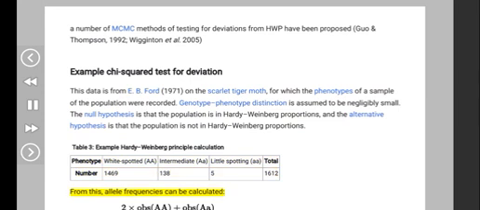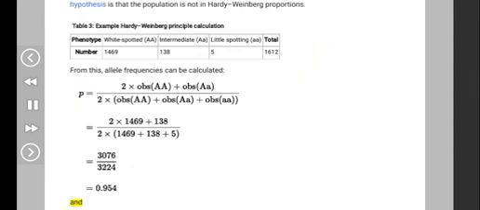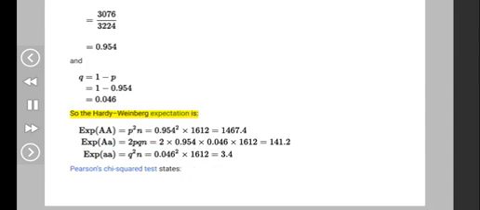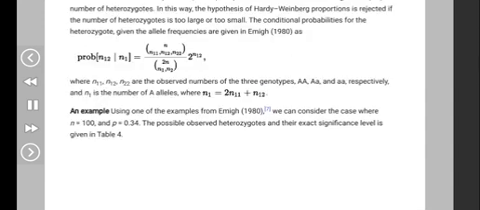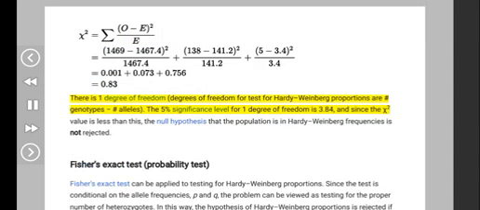From this, allele frequencies can be calculated. And so the Hardy-Weinberg expectation is. Pearson's chi-squared test states there is 1 degree of freedom. Degrees of freedom for a test for Hardy-Weinberg proportions are the number of genotypes minus the number of alleles. The 5% significance level for 1 degree of freedom is 3.84, and since the chi-squared value is less than this, the null hypothesis that the population is in Hardy-Weinberg frequencies is not rejected.